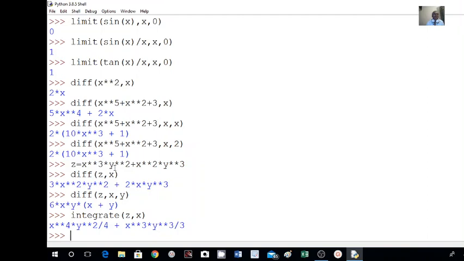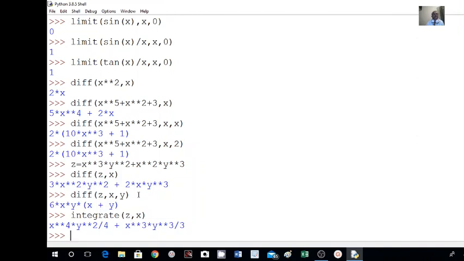So y square is treated as a constant quantity here. X cube integration is x raised to 4 by 4. So x to the power of 4 by 4, y square constant as it is, plus here 2x is there, its integration is 2x square by 2, the 2 gets cancelled, and this is 2x y cube with respect to x.